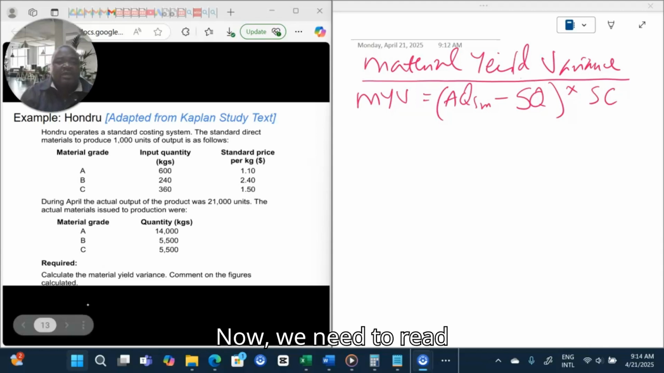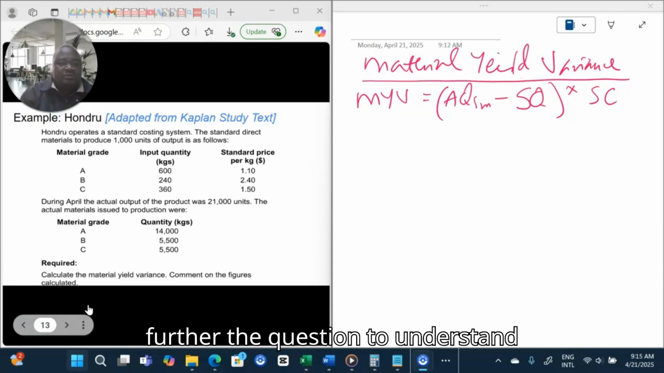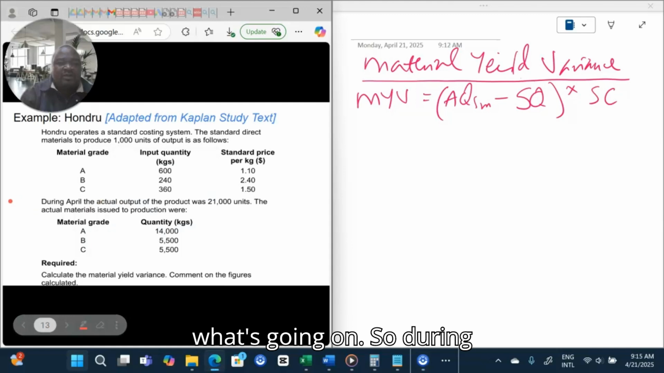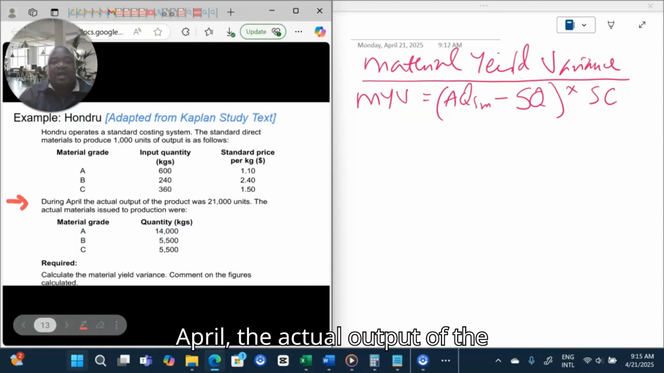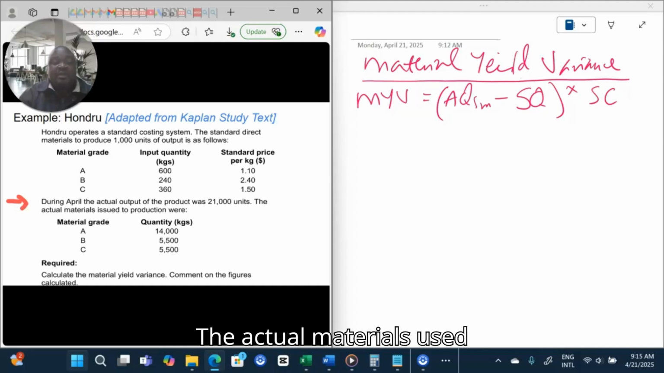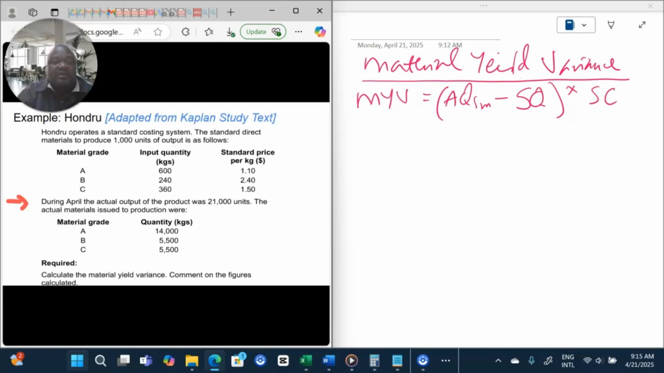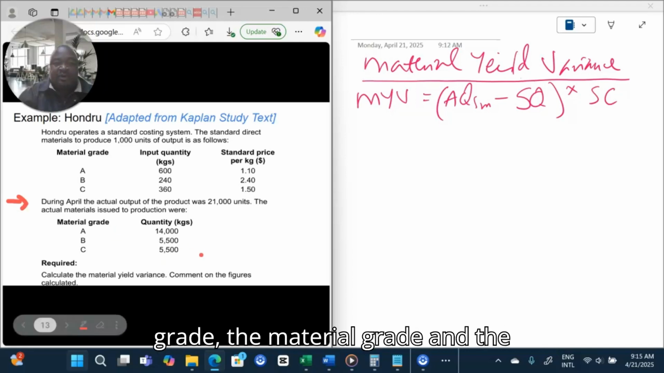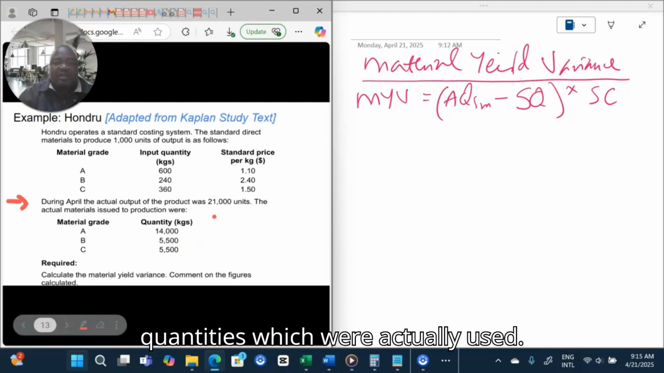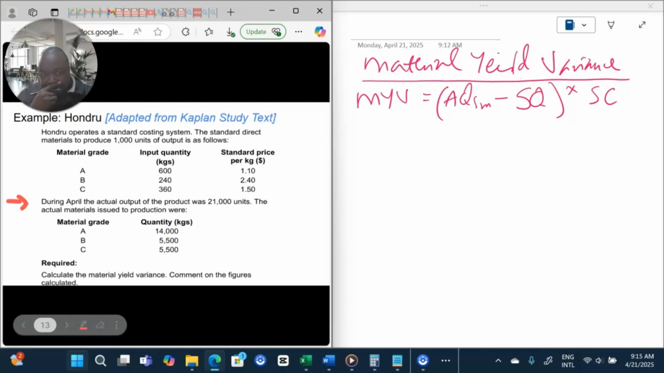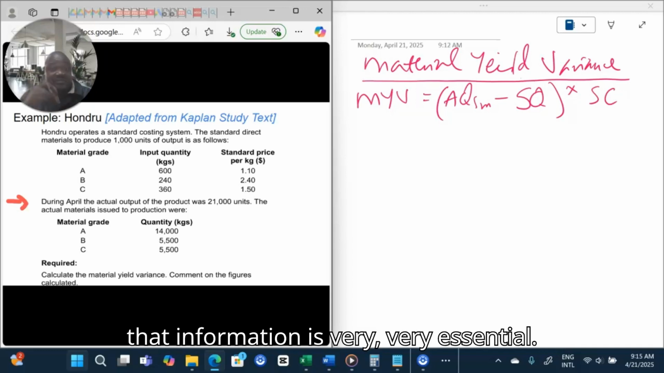Now, we need to read further the question to understand what's going on. So during April, the actual output of the product was 21,000 units. The actual materials used to produce the output given there is as listed. So we've got the material grade and the quantities which were actually used. All right. And that information is very, very essential.